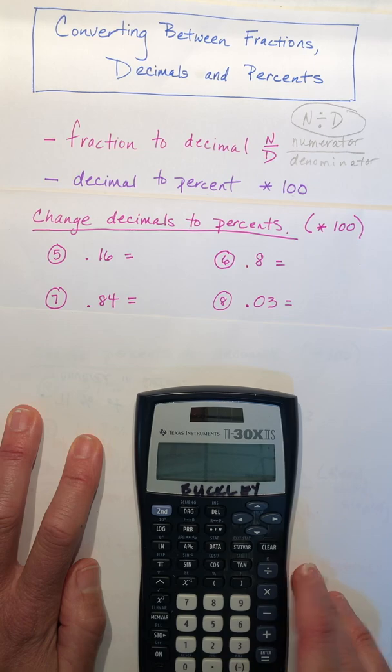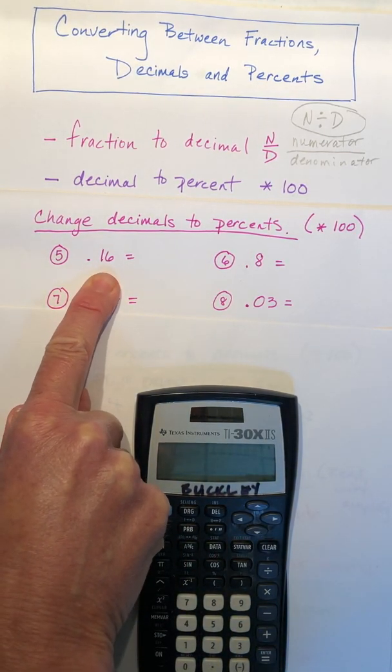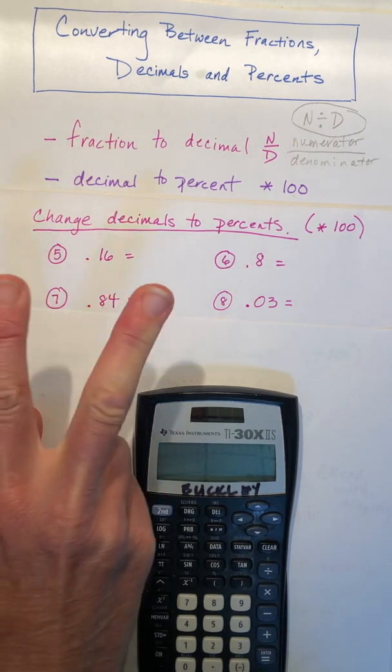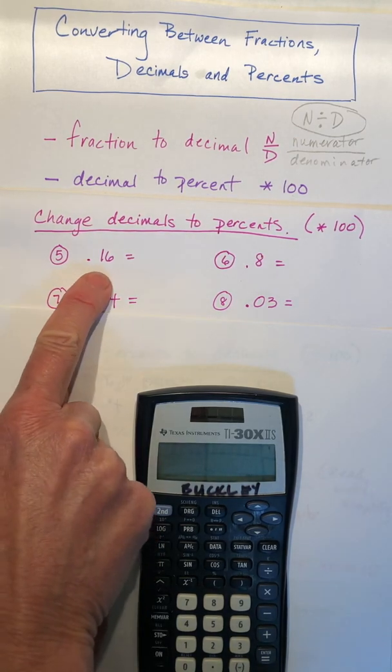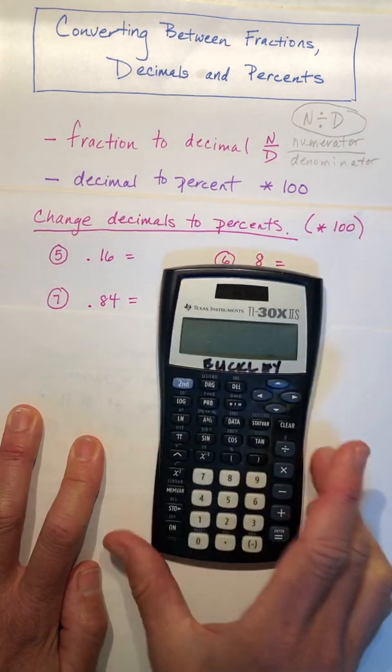So, how do I read that? Is that 16/10 or 16/100? That's 16/100. If you've got 2 decimal places, we're talking about hundredths. So I want to take my 0.16 and multiply it by 100.